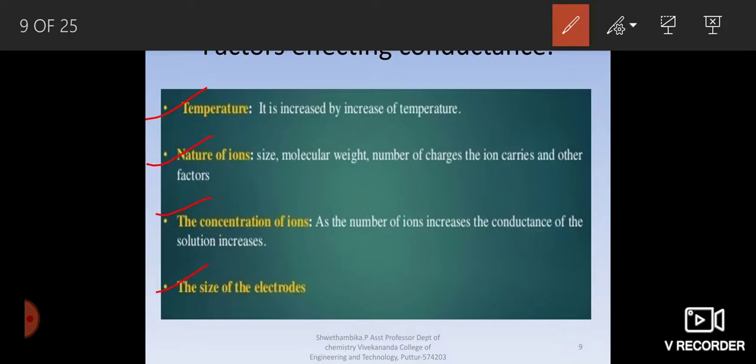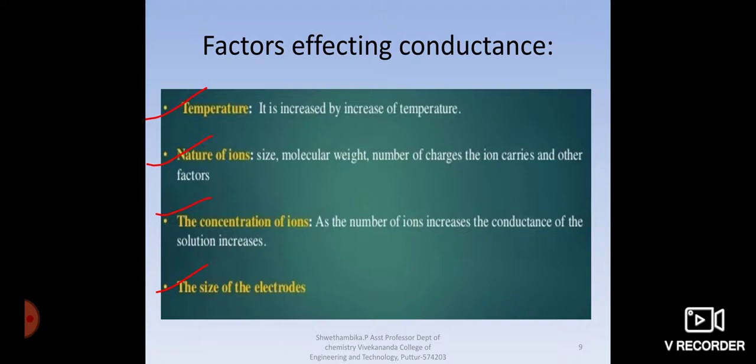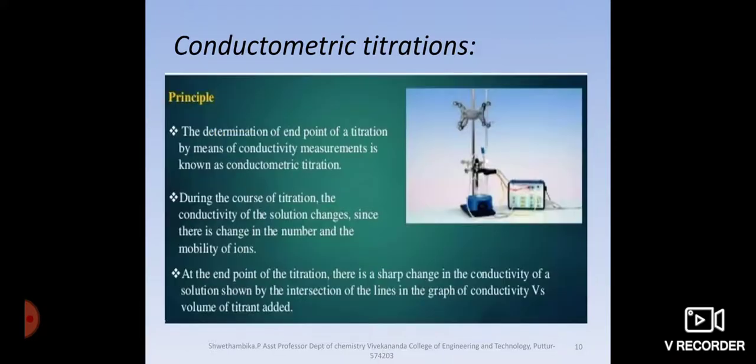Then the size of the electrode also plays a major role. Whenever we defined conductance, that is C, we said that conductance is nothing but conductivity, that is specific conductance, into the ratio of area to length. Whenever the length and area of the electrode change, the conductance of the system can change. So together, four important factors may vary the conductance: temperature, nature of the ion, concentration of the ion, and size of the electrodes.